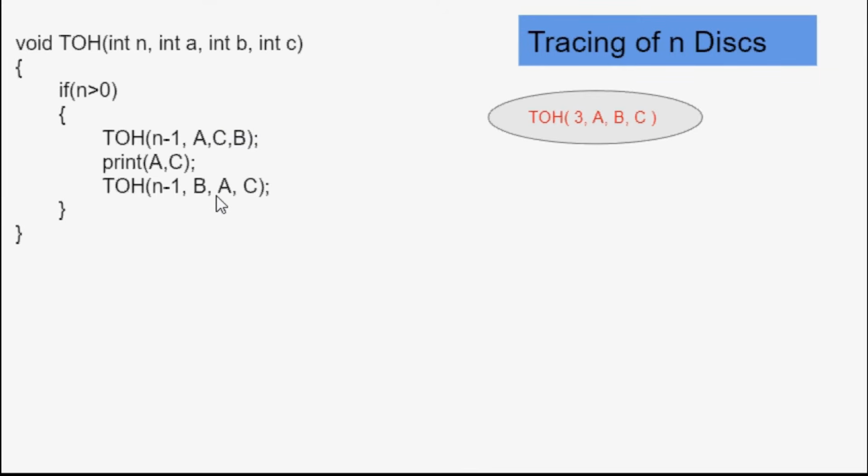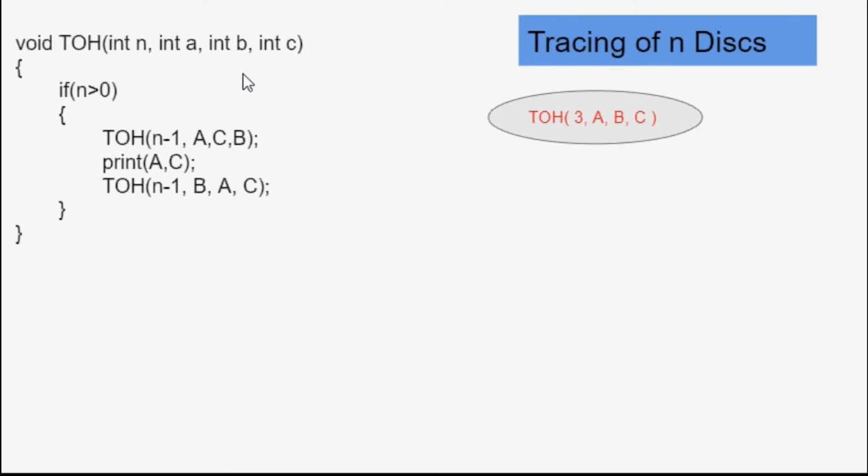In this call, A is acting as an auxiliary tower. I am not saying that it is a fixed rule that every time B is an auxiliary tower. No. So that is why we will pass the source, the target, and the auxiliary every time we make a call.